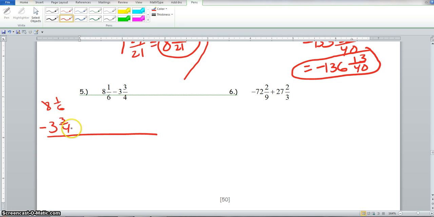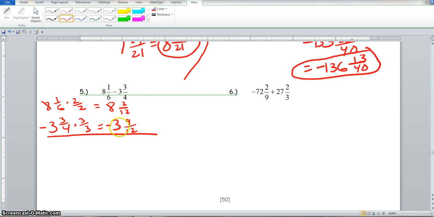Now, a common denominator of 6 and 4 is 12. So we'll multiply this numerator and denominator by 2, and we'll multiply this numerator and denominator by 3. We carry over the integer, which is 8, and the integer on the bottom is a minus 3. This fraction will become 2 over 12, and this fraction will become 9 over 12.